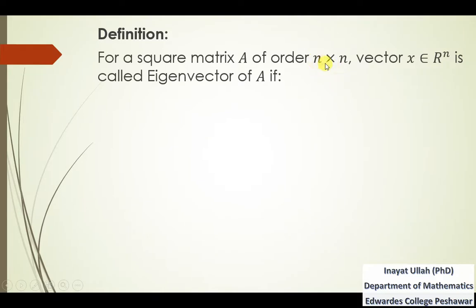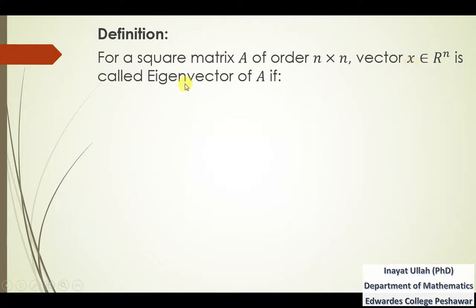So whatever the order of A, we will take the vector with the same length. If that is 2 by 2, x will belong to R square. If that is 3 by 3, x will belong to R cube, and so on. So A is a matrix whose order is n by n, and we have taken a vector x belonging to Rn.